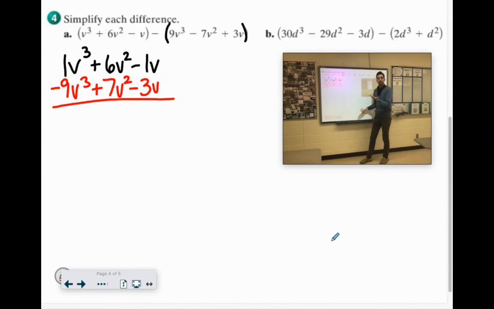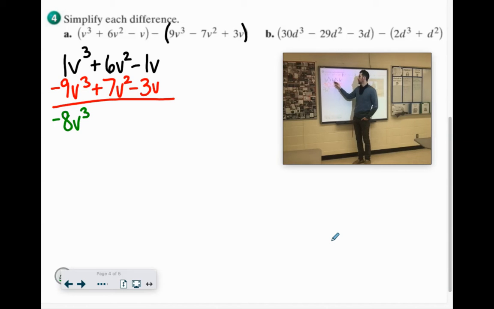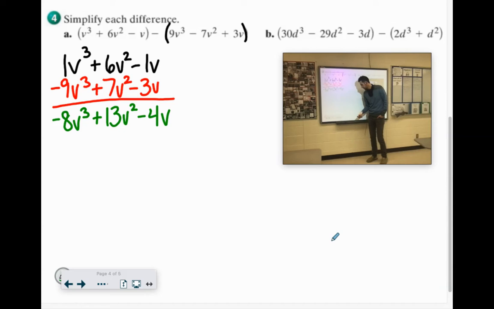And we have it in standard form. We already have our highest exponents first. So let's see, 1 minus 9 is negative 8 for the v to the thirds. We have 6 plus 7, and 6 plus 7 is 13, v squared. Negative 1 and negative 3 will give us negative 4 for the v's. Cool, that wasn't too bad.